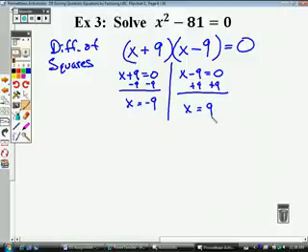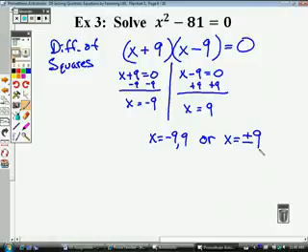Hey, wait a minute, before y'all go on to the next one, there's a shortcut way of writing this in mathematics. If you got a +9 and a -9, instead of writing it like this, you can write it like this, x equals plus or minus 9. Okay? All right, put that down. Let's go to the next one. Y'all flip the page.